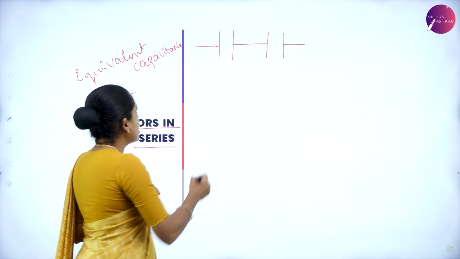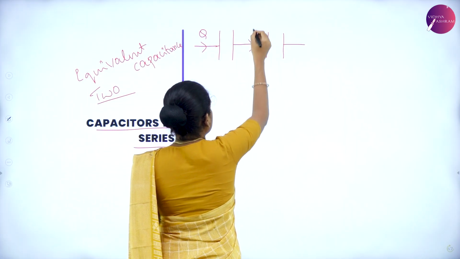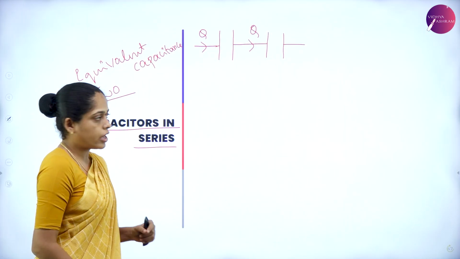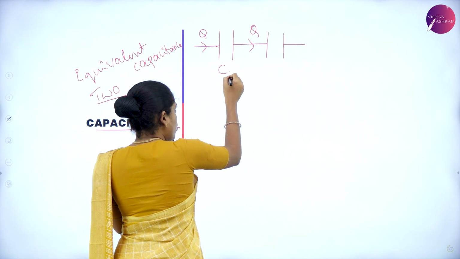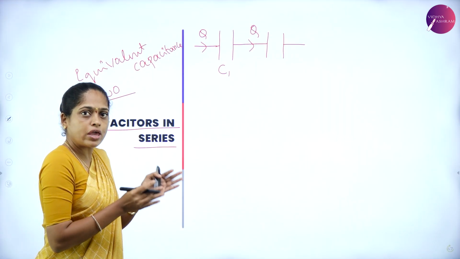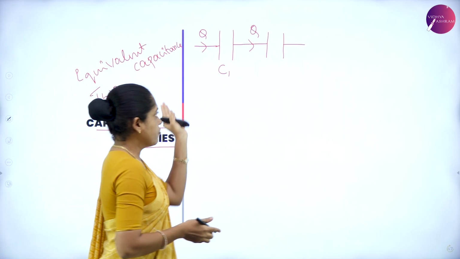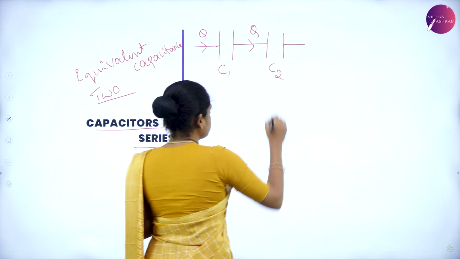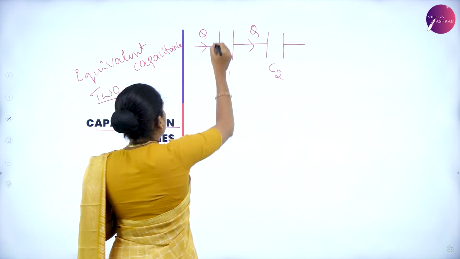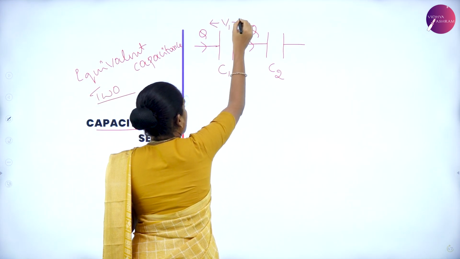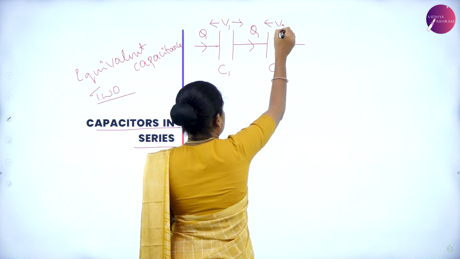In that, the charge flows in a single path and the same charge flows in all the capacitors. For the first capacitor, the capacitance, you know what capacitance is? It is the ability of the capacitor to store charge. Let us consider it as C1 and for the second one as C2. And they are not connected between the same two points. Therefore, the potential difference across the first one is V1 and across the second one is V2.